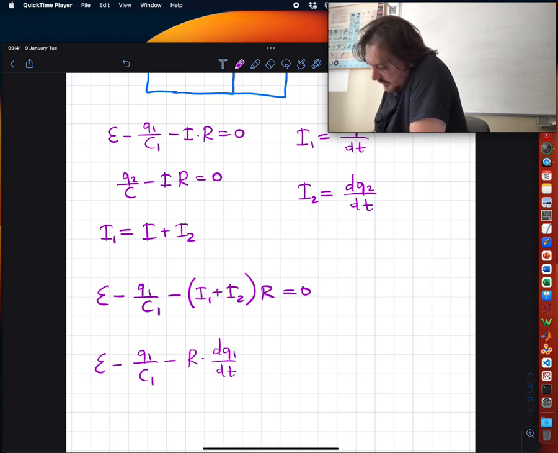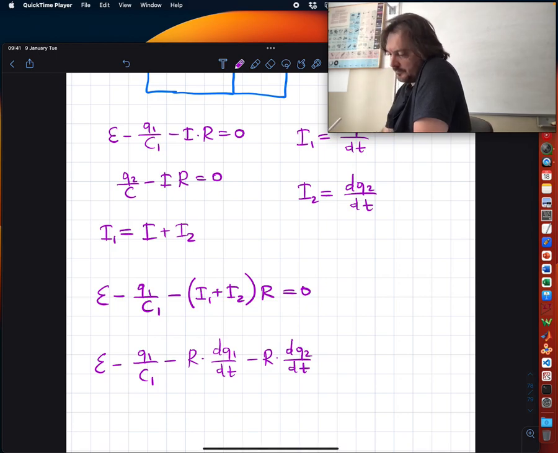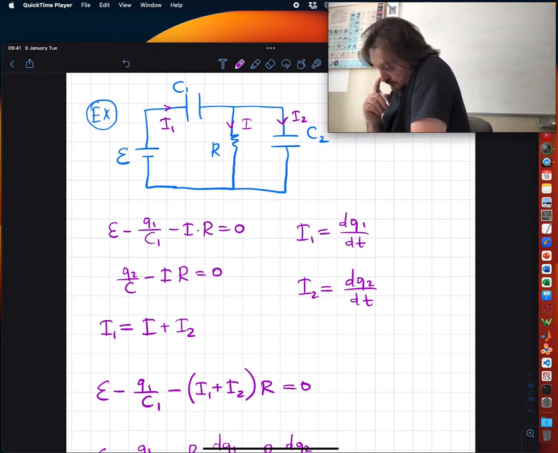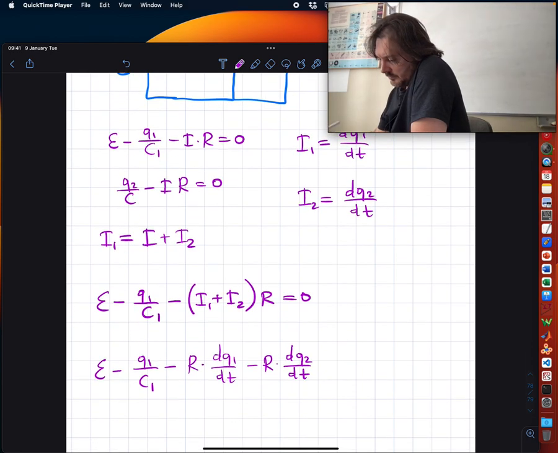Is I not equal to I1 plus I2, but I1 minus I2? Sure. I1 is equal to I plus I2. No, I is equal to I1 minus I2. Okay, it's the same thing. How is it the same thing? In the equation, I put I1 plus I2 in place of I. Ah, I1, okay.